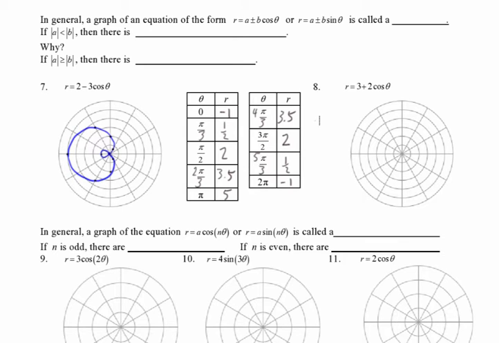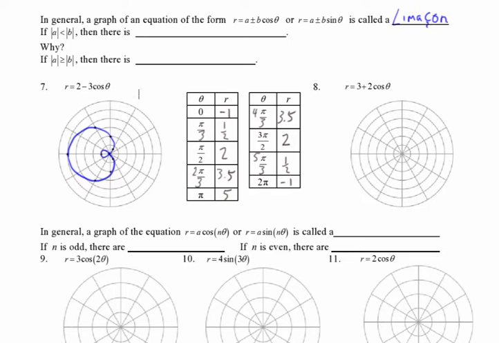So this thing has this inner loop. Now, what are these things called? These are called limaçons, and the way you spell it is L-I-M-A-C, but there's that little symbol at the bottom.